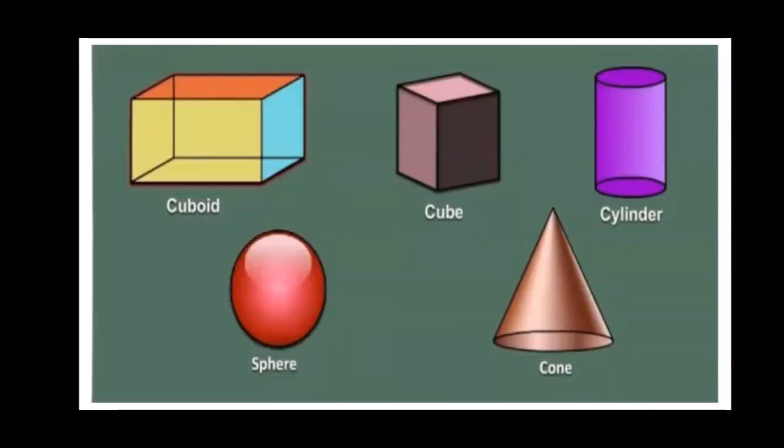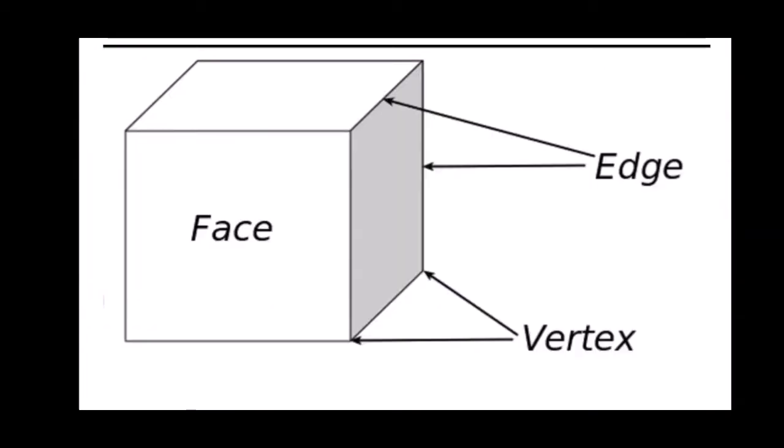Now see, these are some examples of 3D shapes. What are the shapes? Cuboid, cube, cylinder, sphere, cone. These are examples of 3D shapes. Still some more are there, but these are some examples. Clear?